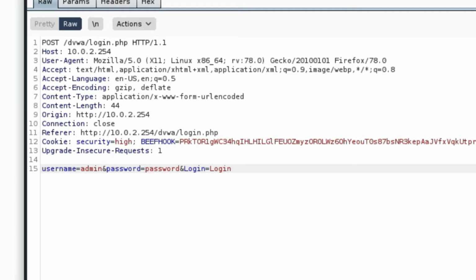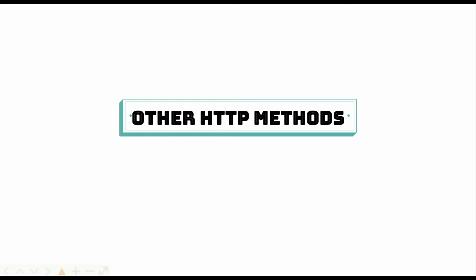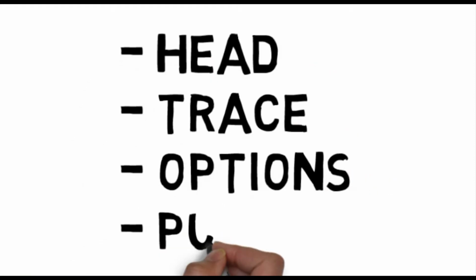As you can see, the username and the password are in plain text because we are using HTTP rather than HTTPS. Now you need to know that in addition to the GET and the POST method, the HTTP protocol supports numerous other methods that have been created for specific purposes. Here are the other ones you are most likely to require knowledge of: the HEAD, TRACE, OPTIONS, and the PUT method.